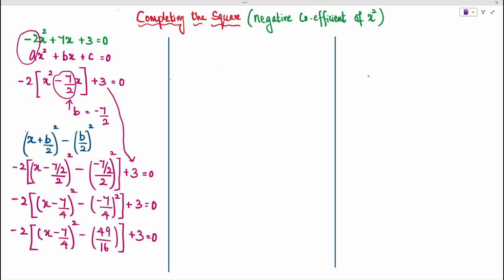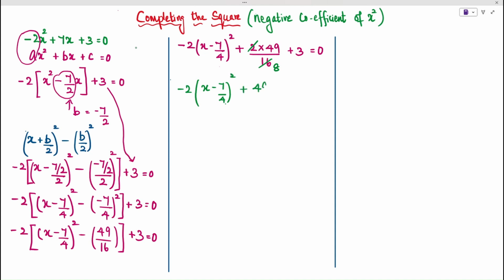Now we multiply minus 2 into our square brackets. So we get minus 2 times x minus 7 over 4 the whole squared plus 2 times 49 over 16. And so our minus 2 times our negative fraction gives us plus. And then we do plus 3 equals 0. So what we can do is now we can simplify that fraction. So we get 49 over 8. And so we can rewrite this as minus 2 times x minus 7 over 4 the whole squared plus 49 over 8 plus 3 is equal to 0.